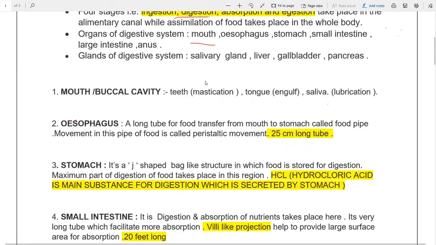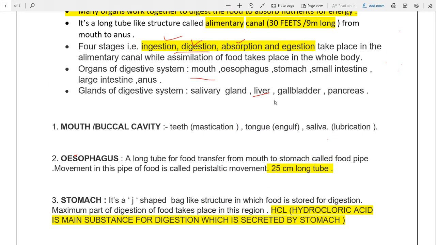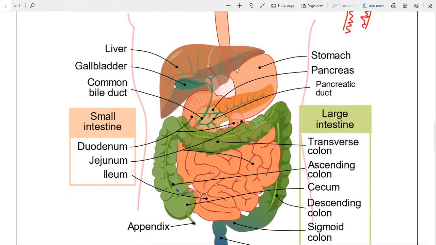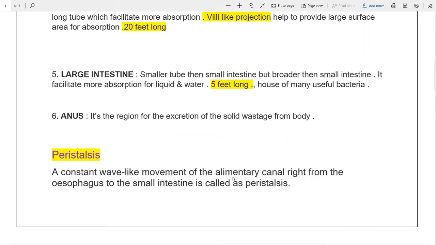Next one is liver. Liver is the largest gland of our body, as you can see in this structure, and it also has the capacity of regeneration. The liver secretes its secretion into the duodenum along with the gallbladder. They are connected together and they secrete bile salts, the name of the secretion which goes into the small intestine and helps with the digestion of fats and proteins.